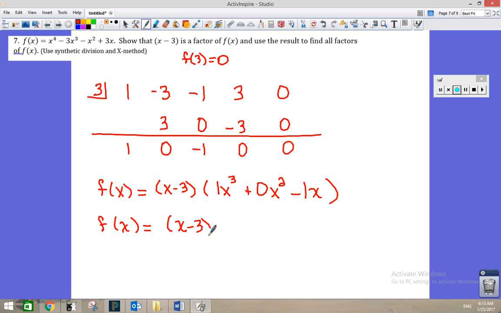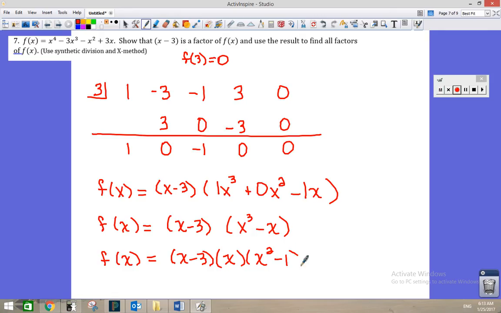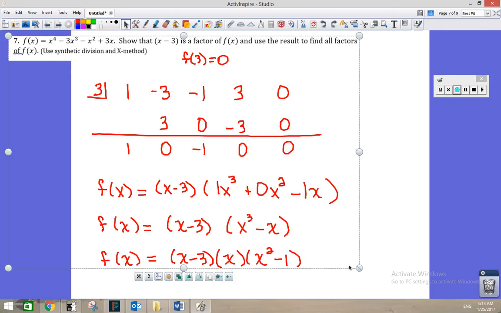X minus 3, and we have x cubed minus x. Well, there's an x that's common to both of those terms. So let's factor an x out. And what's left in there is x squared minus 1. And hey, we can factor that because it's a difference of squares.